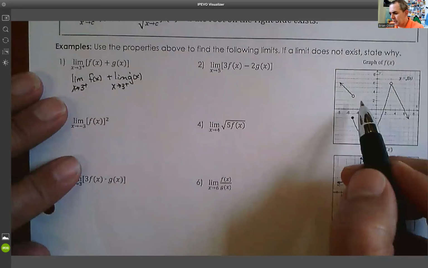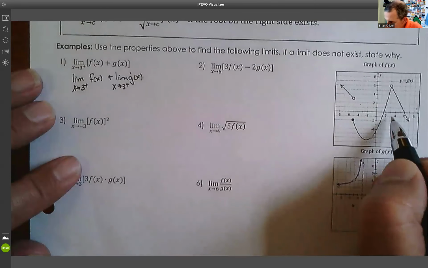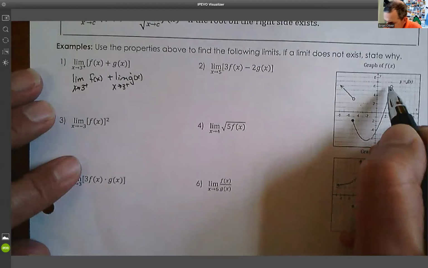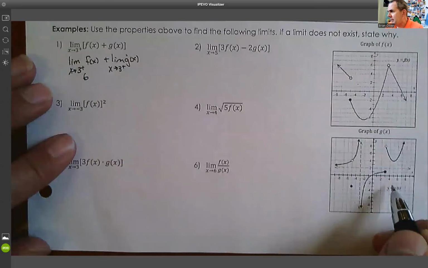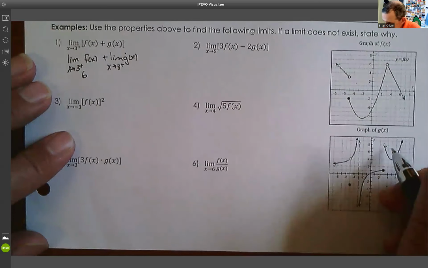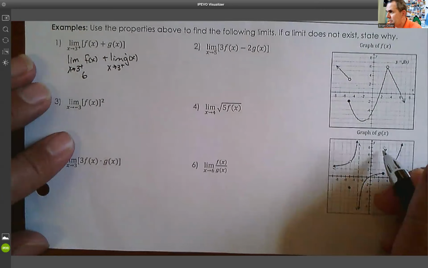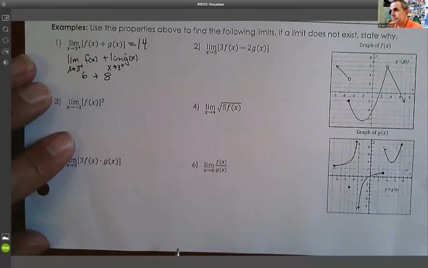Then I look over here and do this problem. I find out that the limit of f of x as x approaches 3 from the right is 6. As I read this chart, as we get closer to 3, it's 6. I do the same thing for g of x as x approaches 3 from the right, and as we look here, we're up at 8, because we're not down here. This would be 3 from the left, 3 from the right is up here. That's 8. 6 plus 8 is 14.